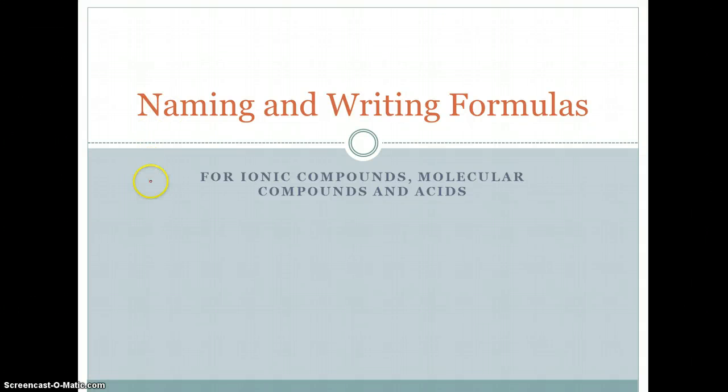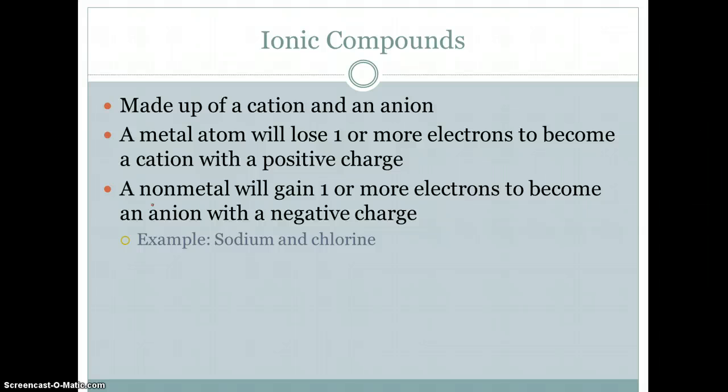Today I'm going to give you a brief tutorial on how to name and write formulas for ionic compounds, molecular compounds, and acids. So we'll start with ionic compounds. They are made up of a cation and an anion. A cation comes from a metal that will lose one or more valence electrons. A nonmetal will gain one or more electrons to become an anion with a negative charge.